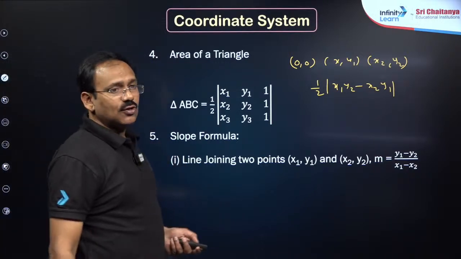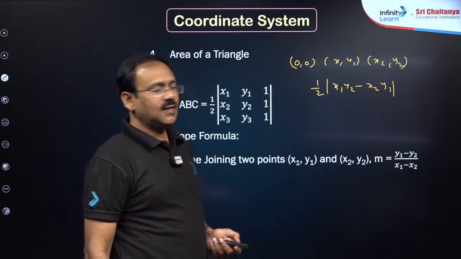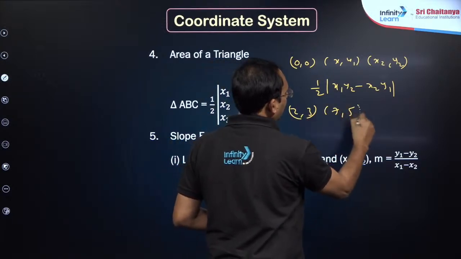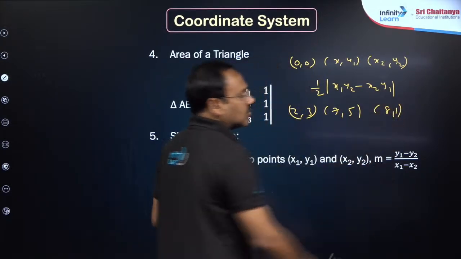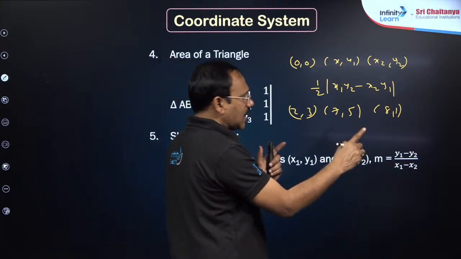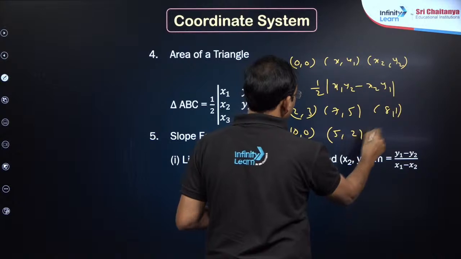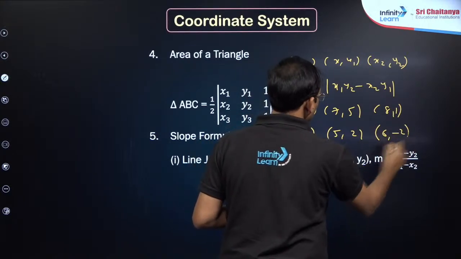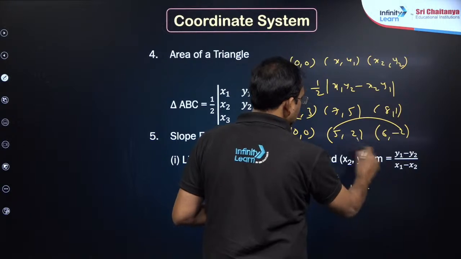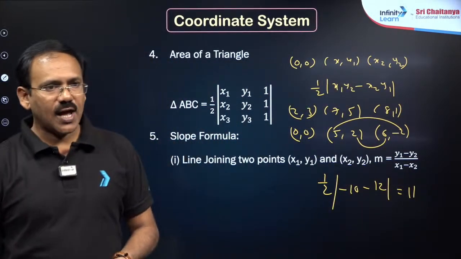So, dear friends, if you are given (2, 3), (7, 5), (8, 1), what is the area of the triangle? Shifting the origin, subtract one vertex from all: (0, 0), (2, 3) means (5, 2), and this is (6, minus 2). So you can apply half modulus of (x1 y2 minus x2 y1), which gives 11 as the answer for the area of the triangle.